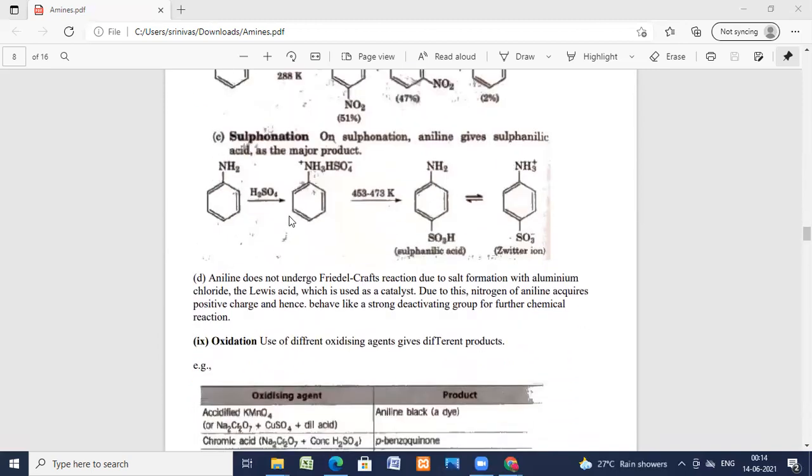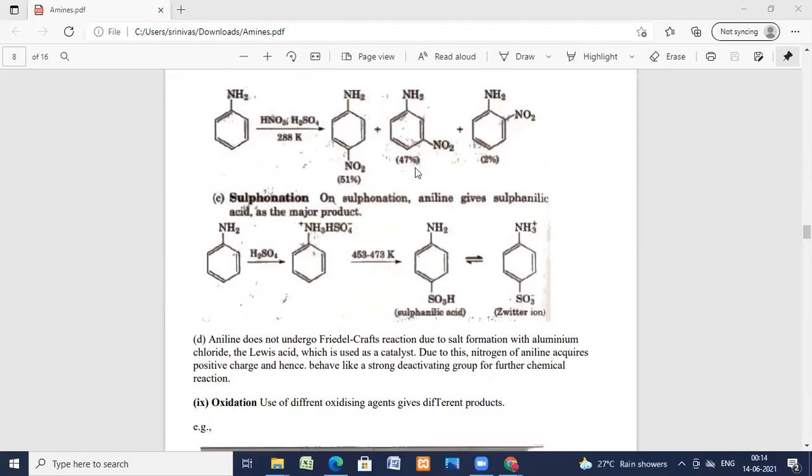Now we'll see the sulfonation. Here, on sulfonation, aniline gives sulfanilic acid as the major product. Aniline on reaction with sulfuric acid and further heating gives aniline sulfonic acid, which again indirectly forms a zwitterion, a plus and minus dipolar ion. This is the zwitterion. Now, aniline does not undergo Friedel-Crafts reaction due to salt formation with aluminium chloride.